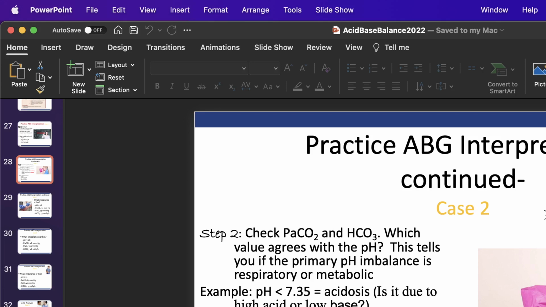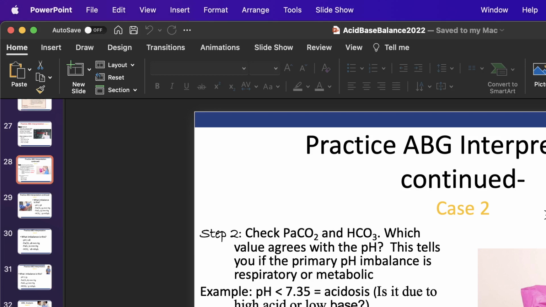So the main problem is whichever value follows the same direction as the pH. The pH here is base. What follows in the same direction? Respiratory. So this is respiratory alkalosis. Very good. Respiratory alkalosis.